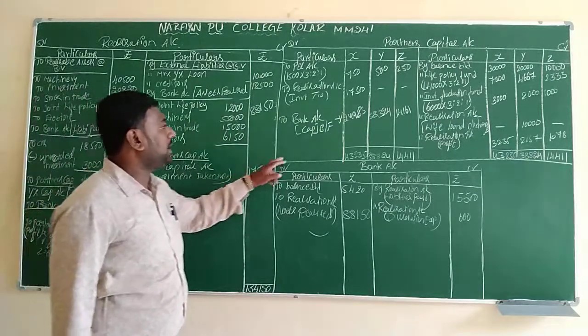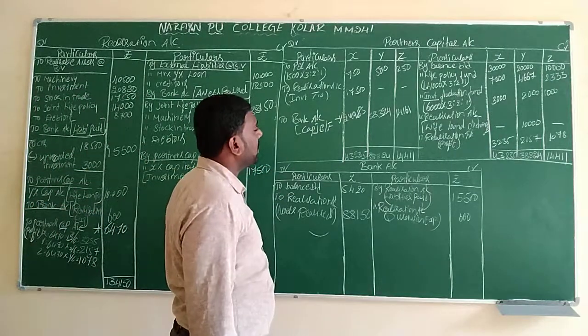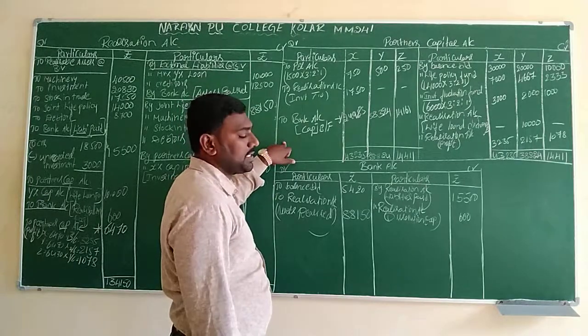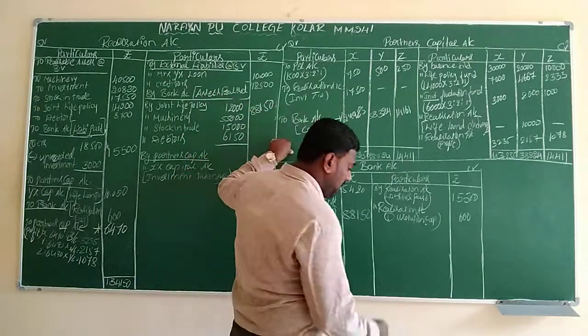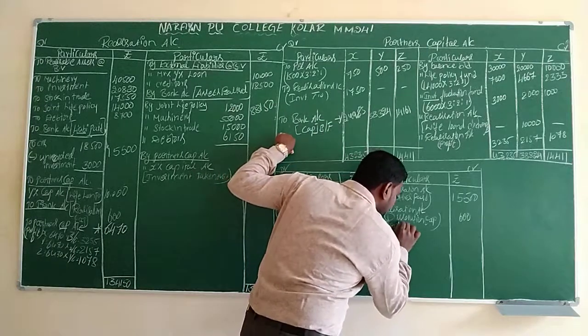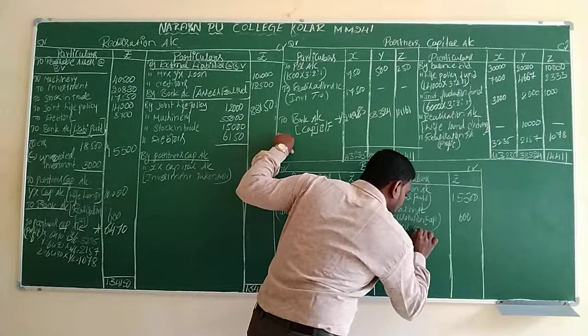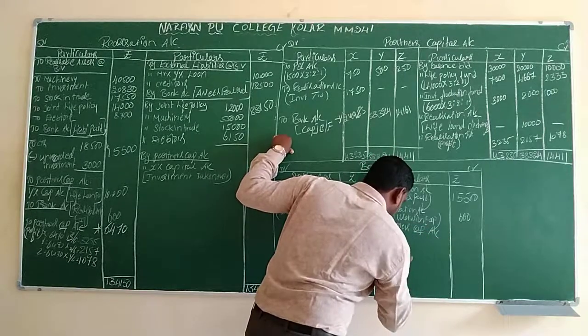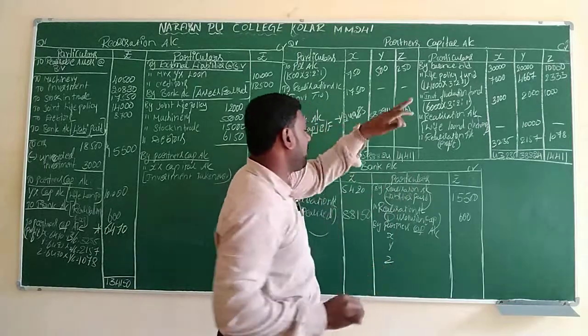Let's come to the second account, that is the partners' capital account. Here somewhere we use the term bank. Which side do we have to write? Debit side. So in the next account it will come to the credit side. We will write by partners' capital account, X, Y, Z. For their accounts we will get the difference.